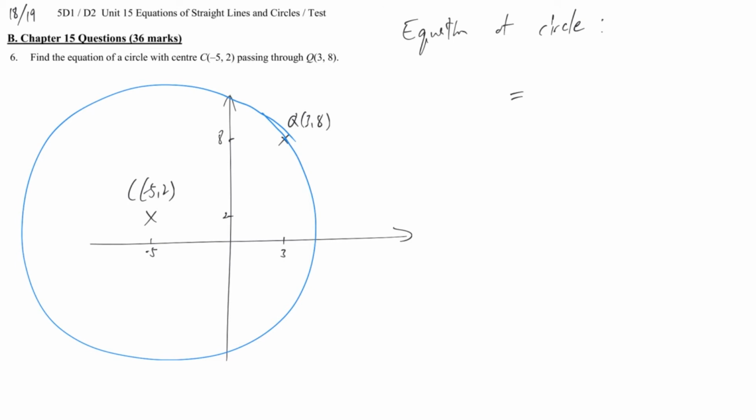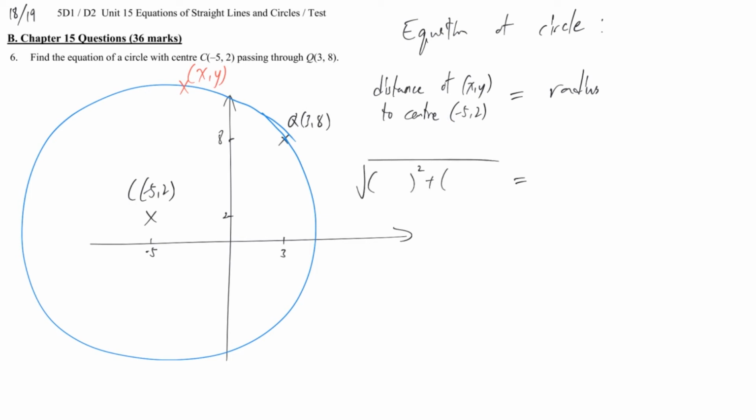For the equation of a circle, it is the same: for any general point x, y, the distance between the general point and the center should equal the radius. For our left hand side, the distance, we can use the distance formula to express it. So that's why it is square root of delta x squared plus delta y squared. The x difference is x minus negative 5, so that means x plus 5 squared. The y difference is y minus 2, so y minus 2.